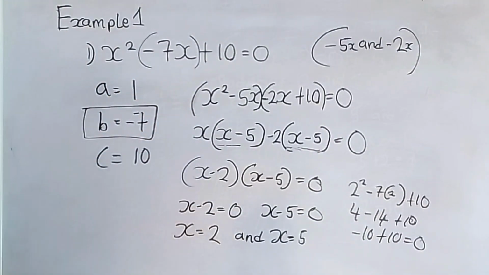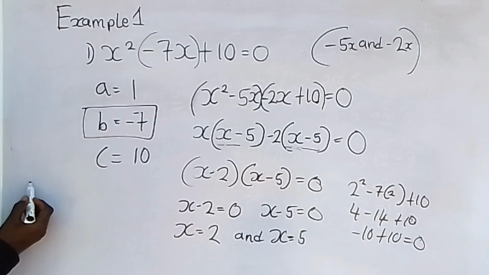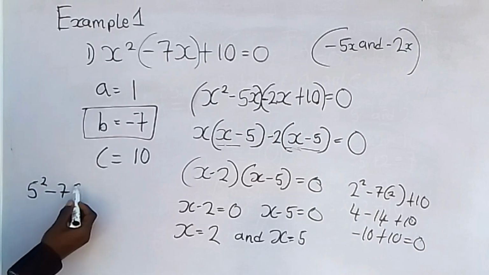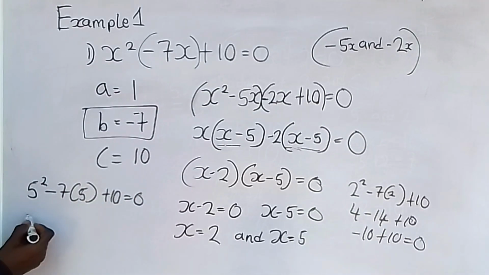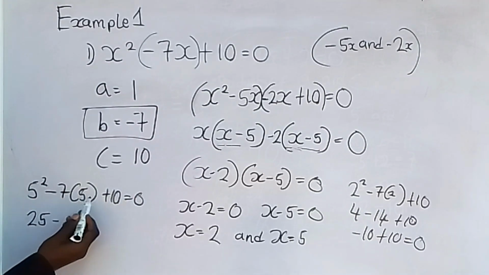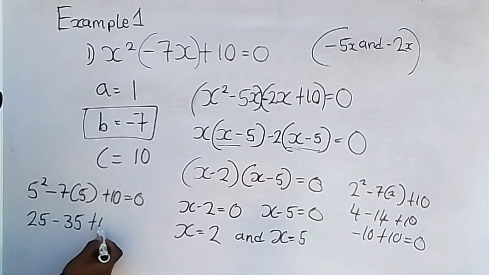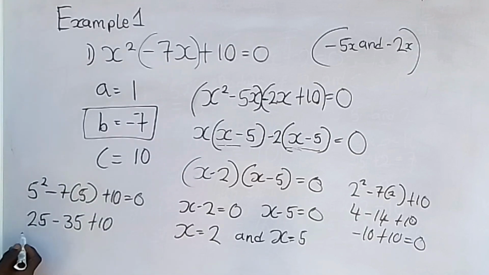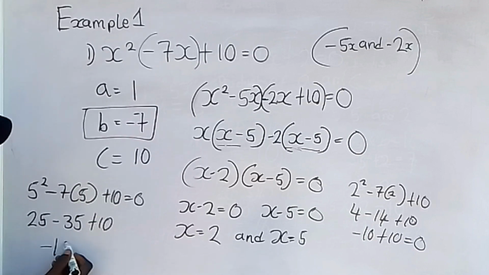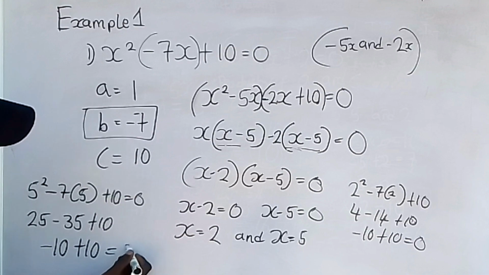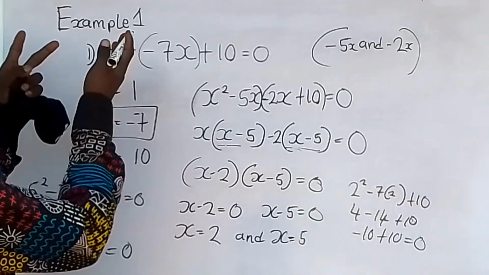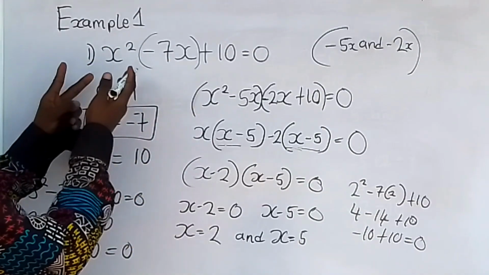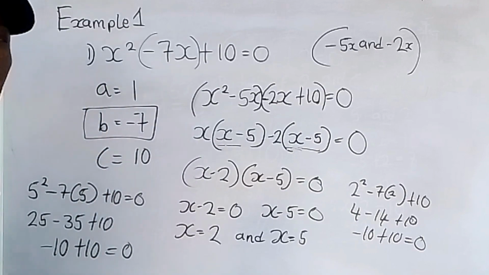Now let us check 5. When x is equals to 5, will this equation be equals to 0? 5 squared minus 7 into bracket 5 plus 10 is equals to 0. 5 times 5 is 25. 5 squared is 25 minus 5 times 7, that is 35, plus 10. So 25 minus 35, that is minus 10. Minus 10 plus 10 is equals to 0. So both values of the variable, x equals to 2 and x equals to 5, satisfy the above equation. So these are the zeros of the quadratic equation x squared minus 7x plus 10.